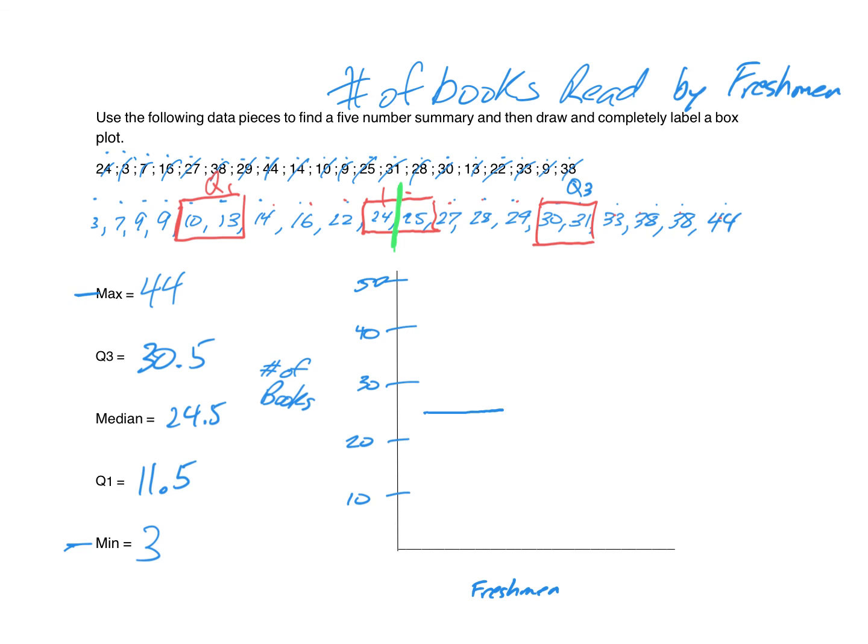I put a line. Then quartile 1 is like 11.5, which is about right here. Make that line as long as the median. And then the Q3 is 30.5, so it's about right here. And then that's what's going to form your box. Please label 30.5, 24.5, and 11.5.